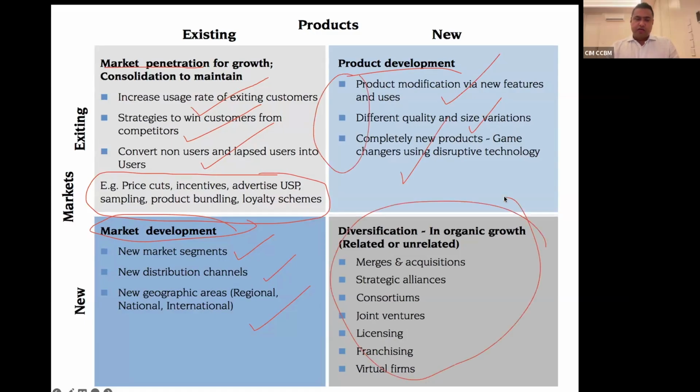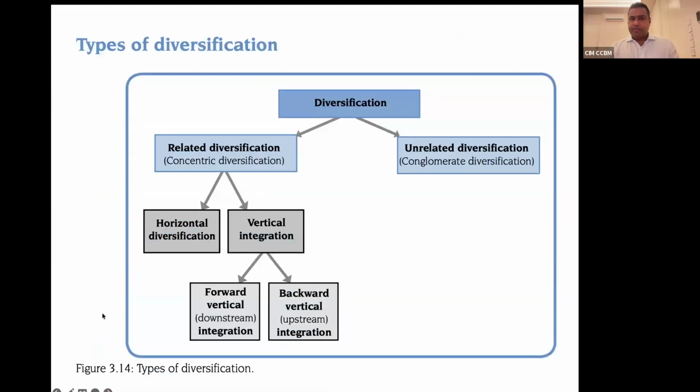And diversification, I want to focus on diversification. So when we talk about diversification, guys, there are two broad types. You have related diversification, also called concentric diversification, and unrelated diversification, called conglomerate diversification. Now I'll give you a simple example, although these are big words. Diversify means you go into new products in new markets.